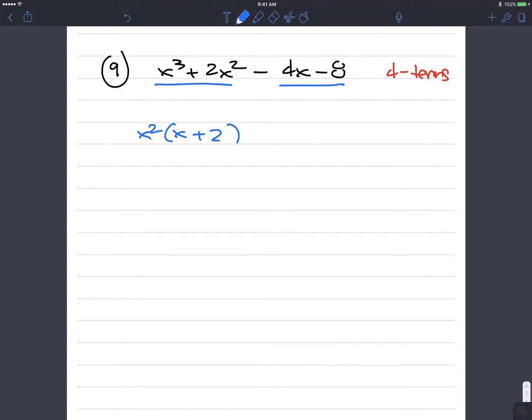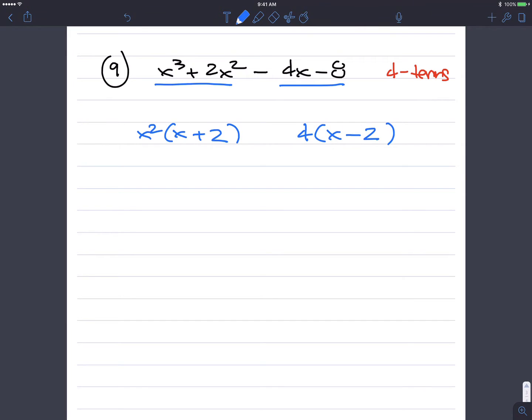Is that x plus 2? Okay. All right. Now look at the last two terms. What's your greatest common factor here? 4x and 8. What's that GCF? 4. It's 4. Okay. And then what's my quotient? X minus 2. Is that right?